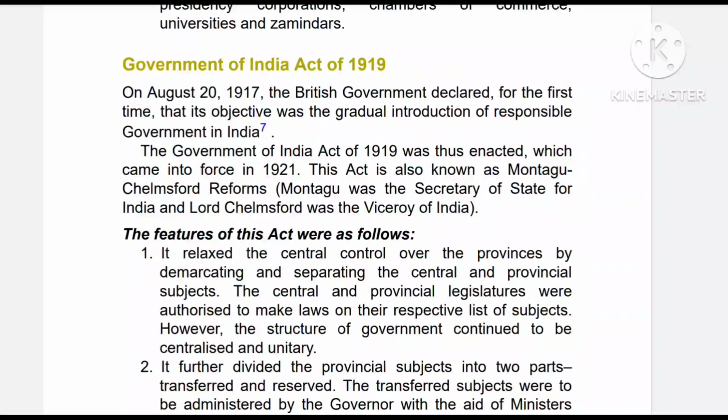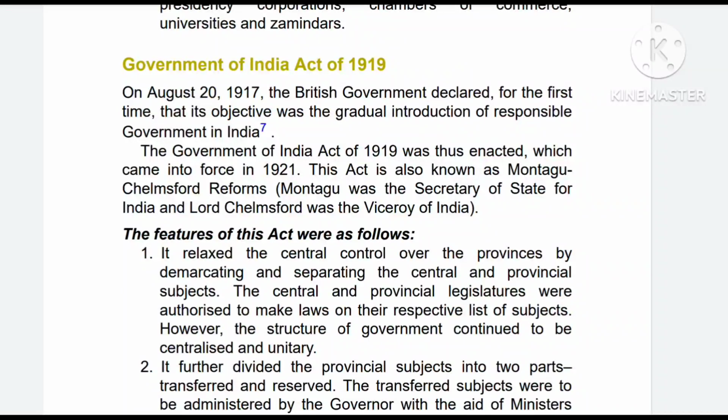Government of India Act of 1919. On August 20, 1917, the British government declared for the first time that its objective was the gradual introduction of responsible government in India. The Government of India Act of 1919 was thus enacted, which came into force in 1921. This Act is also known as the Montagu-Chelmsford Reforms. Montagu was the Secretary of State for India and Lord Chelmsford was the Viceroy of India.